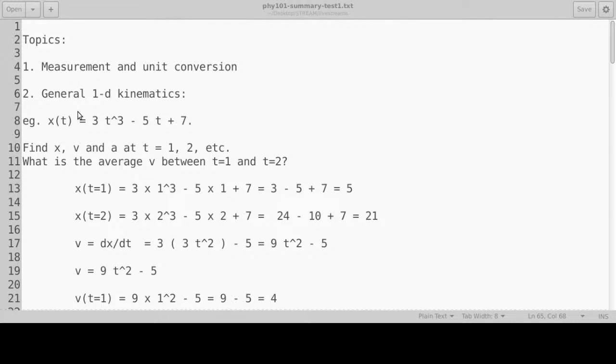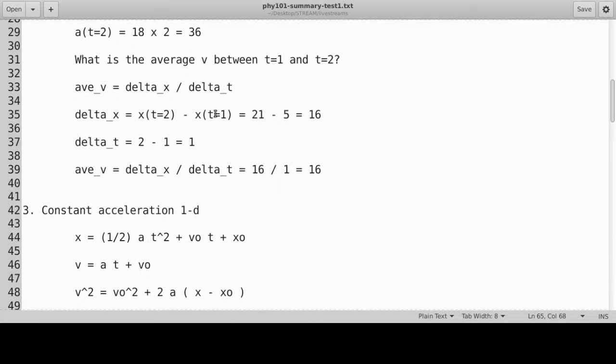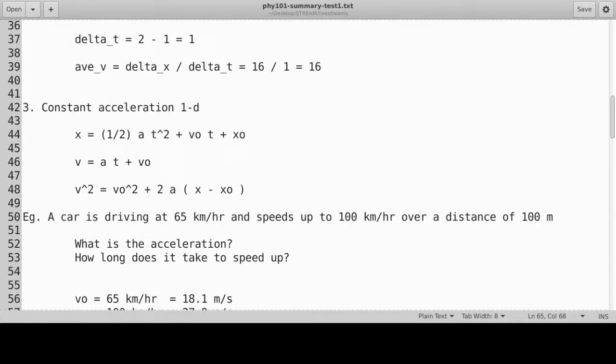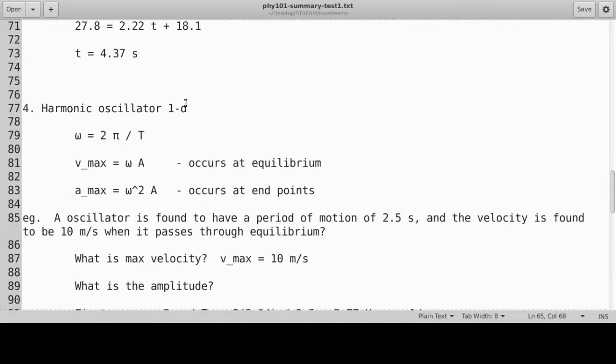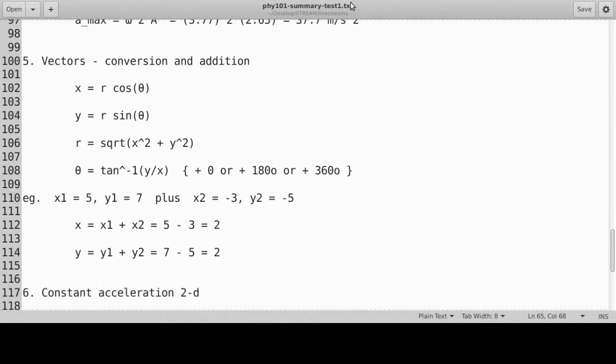So measurements and unit conversions, a general 1D kinematic. And here I did do a problem like you will see on the test. It'll be just like that. And that's just like on the assignment. You will have a problem in 1D acceleration constant, but they're fairly straightforward. Okay, I think you would agree that now that you've done 2D, we did one of those. And harmonic oscillator problem. Okay, and those are the equations. We did one of those. And a vector problem.